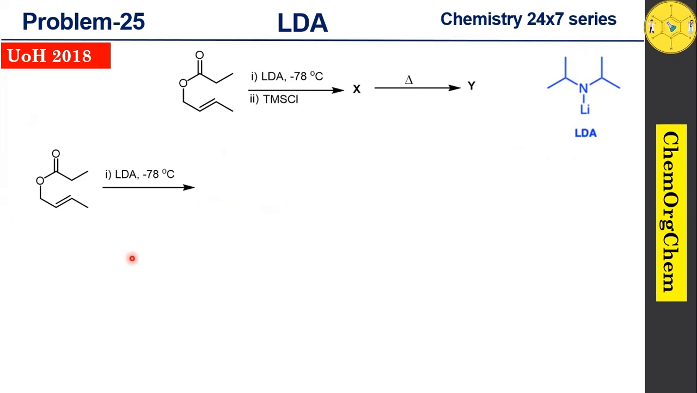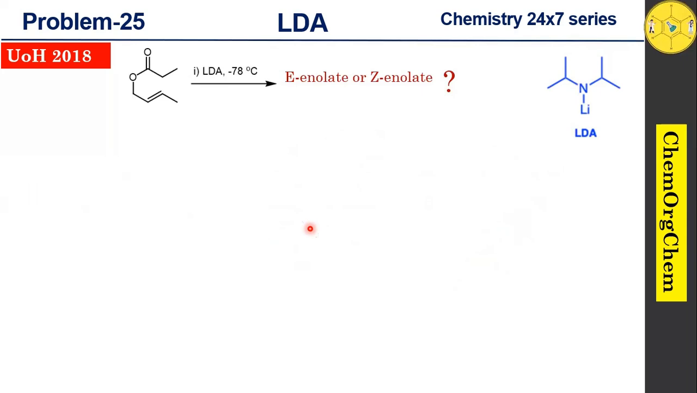So let's come to our substrate. When you use LDA, it readily abstracts the proton from this position, but here there is one problem. What enolate will you get, either the E-enolate or the Z-enolate? We already know that the formation of enolate ion proceeds through a cyclic six-membered transition state. So now consider this example.